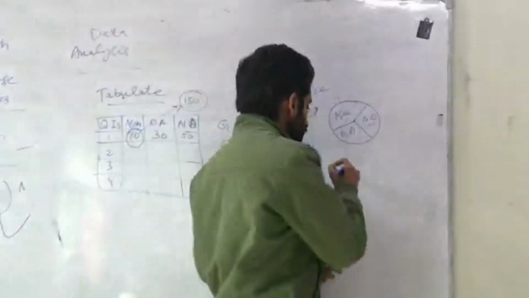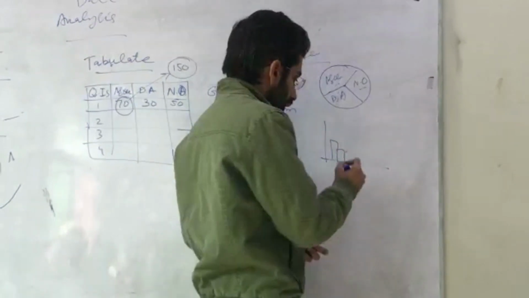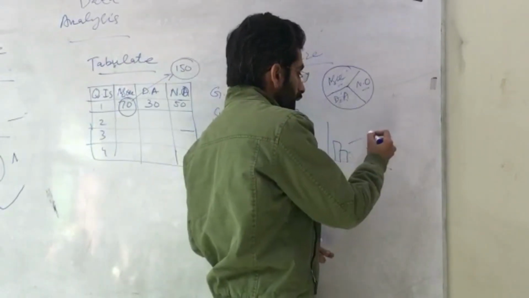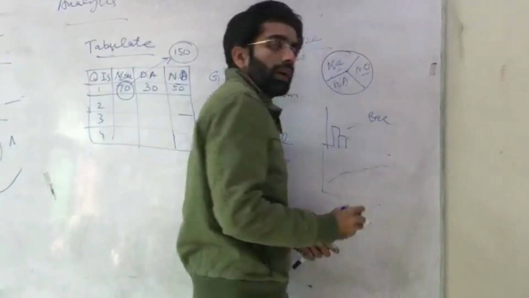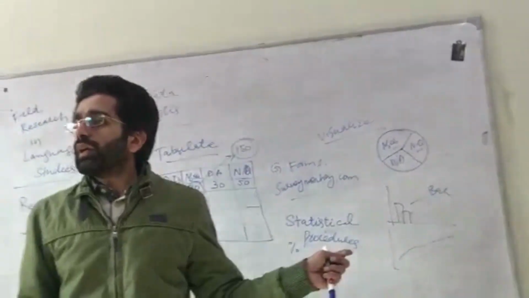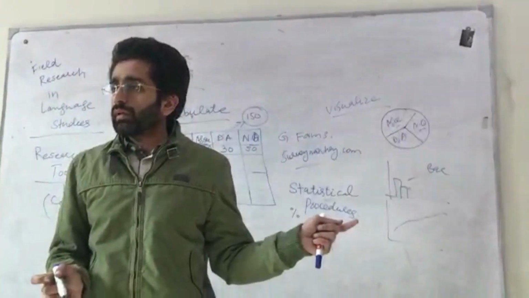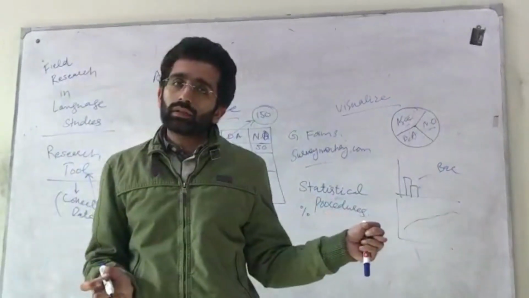You can make these sorts of graphs as line graphs, and bar graphs. Percentages can also be shown. These are bar graphs and then line graphs. Quite a few options available. This is what? Visualization. Visual representation of data, or rather data analysis.